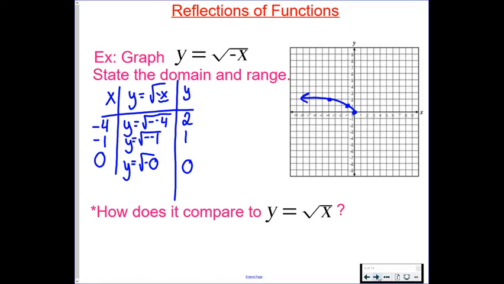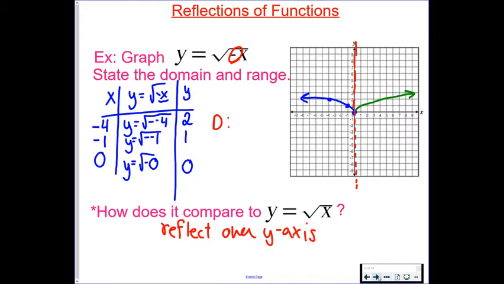Remember the parent function looks something like this. And this is how it's reflected. You can clearly see by my graphs. How does it compare to y equals the square root of x? It's a reflection over the y-axis. Because our negative is on the inside of the function, it's reflected over the y-axis. If the negative was on the outside, like our last problem, it goes over the x-axis.